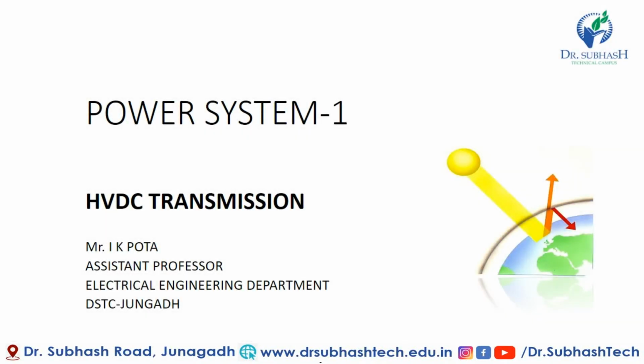Hello, today our topic is HVDC transmission, which is part of the subject Power System 1. HVDC is high voltage DC transmission. Generally, in our day to day life, we see transmission towers and transmission lines, and in our homes we get electricity in the form of AC, which is alternating current. Now we will see how high voltage DC is transmitted.